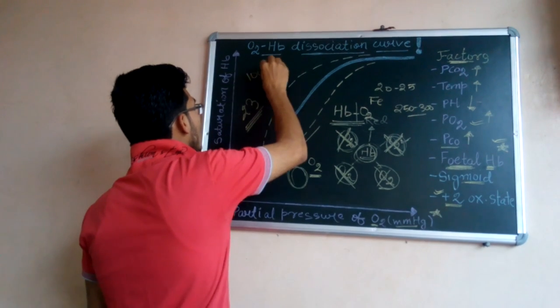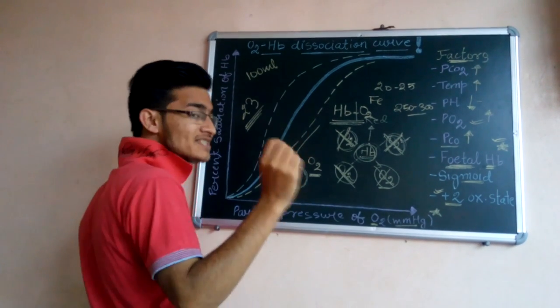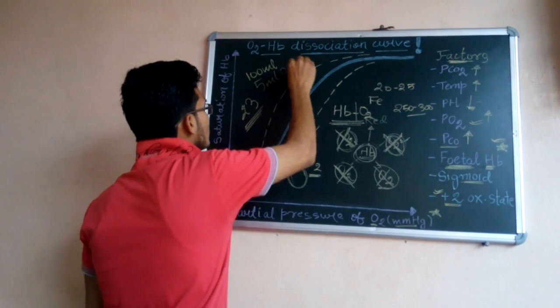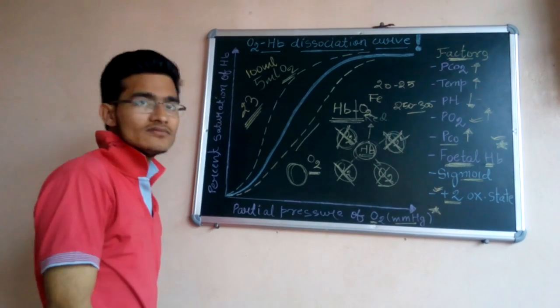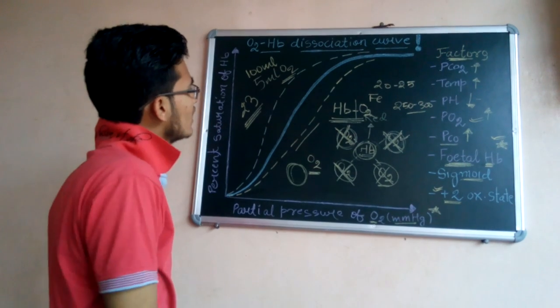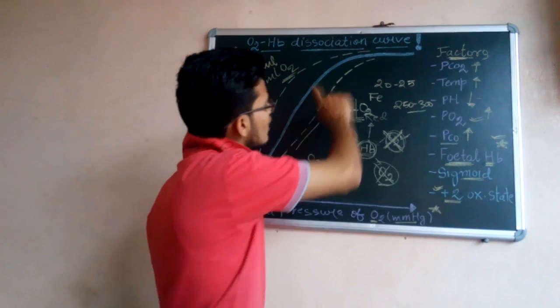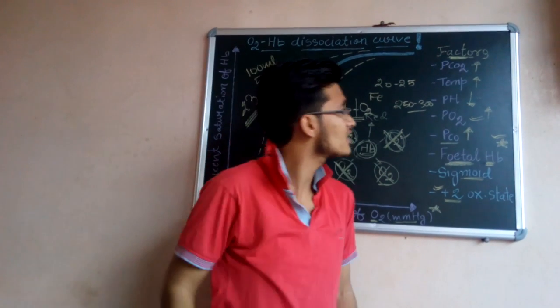In normal, 100 ml of oxygenated blood contains 5 ml of oxygen. This is data which is given in the NCERT book. So this is all about the oxygen hemoglobin dissociation curve and all the factors which are affecting this curve.